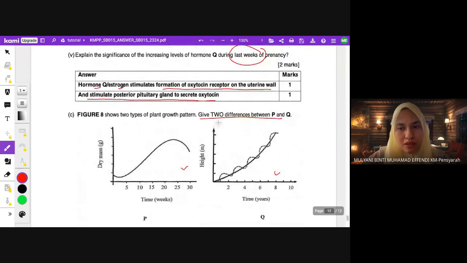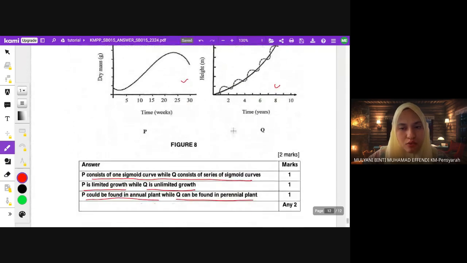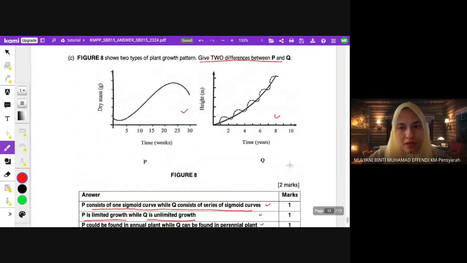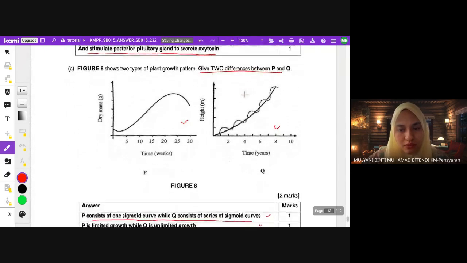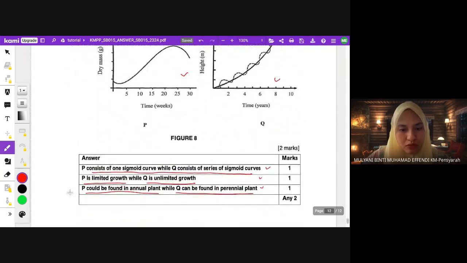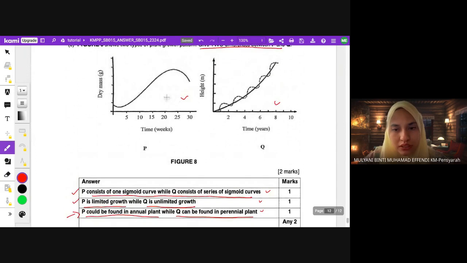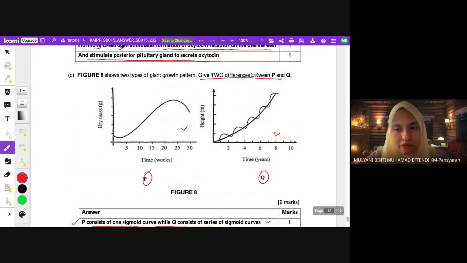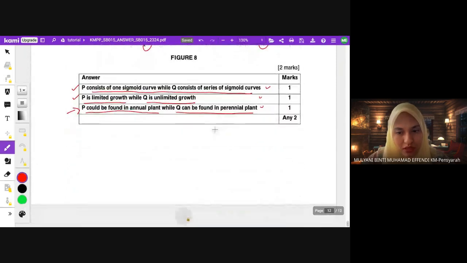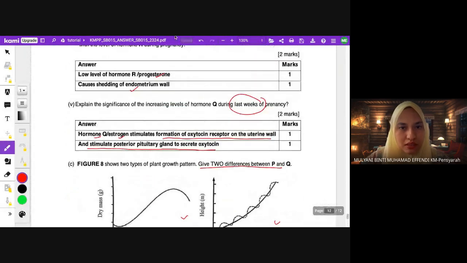Jadi kalau dia minta differences, secara general boleh masukkan tiga-tiga inilah. Tapi kalau dia minta two differences in terms of growth pattern, awak tak boleh masukkan yang contoh untuk annual plant inilah. Okay, so growth pattern yang sigmoid dengan unlimited ni boleh, continuous ke discontinuous tu boleh. Tapi contoh pokok yang untuk setiap satu graph ini tak boleh dimasukkan kalau dia tanya two differences in terms of growth pattern. Okay, so itu sahaja untuk soalan ini. Terima kasih.